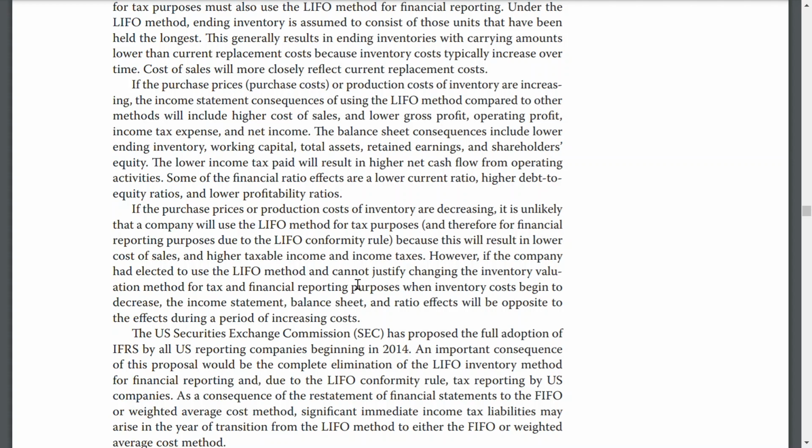However, if a company has elected to use the LIFO method and cannot justify changing the inventory valuation method for tax and financial reporting purposes, then when inventory cost begins to decrease, the income statement, balance sheet, and ratio effects will be opposite to the effects during the period of increasing costs. The U.S. Securities and Exchange Commission, the SEC, has proposed the full adoption of IFRS by all U.S. reporting companies beginning in 2014. An important consequence of this proposal would be the complete elimination of the LIFO inventory method in financial reporting.